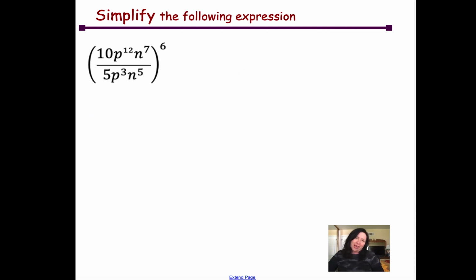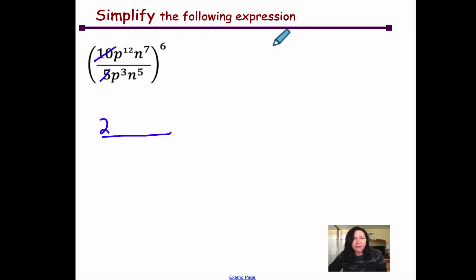Okay, simplify the following expression. So this one's slightly tricky, a little bit tricky, because this is saying, what do you do first? Should I distribute the 6 first? That's option A. Or option B is, should I reduce first? Yes, you should always reduce first, definitely. So we are going to reduce first. That means that I'm not going to touch the 6 yet. So I'm going to do this. I'm going to go, okay, 5 divides into 10 twice, 2's here.